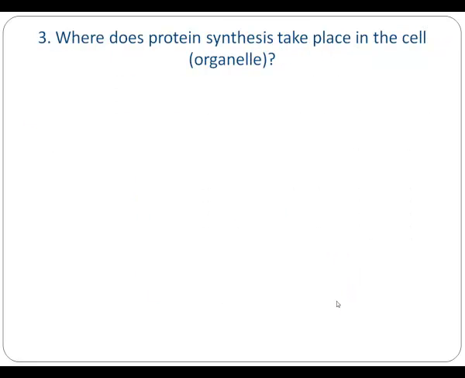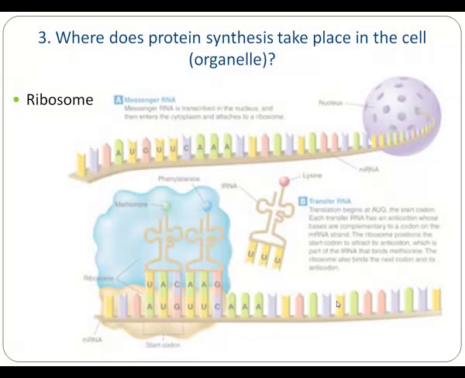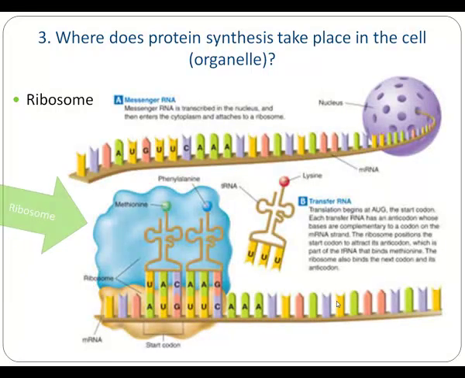Where does protein synthesis take place? That takes place at the ribosome. In protein synthesis, the DNA code is stored inside the nucleus. mRNA makes a working copy, a one-sided working copy. That comes out where it gets read by the ribosome, and the ribosome strings together the amino acids to make a protein.